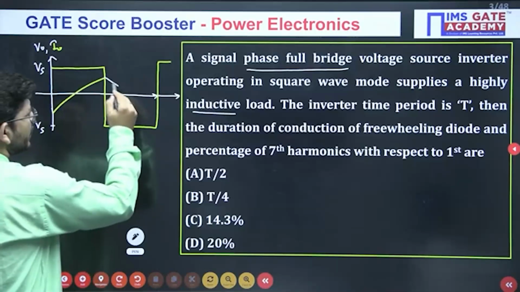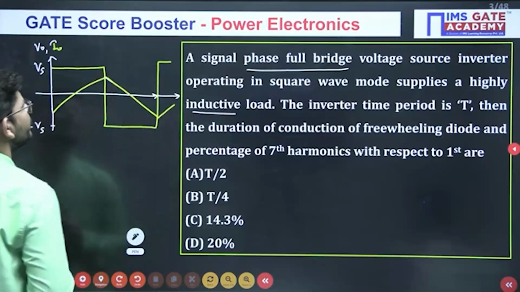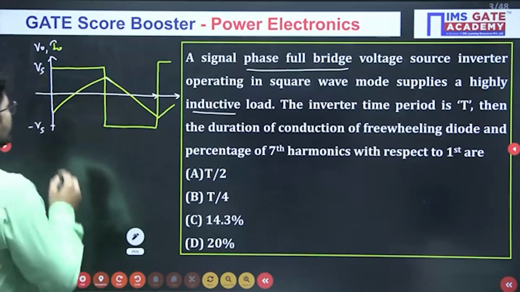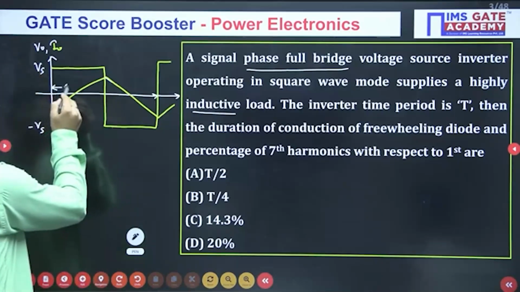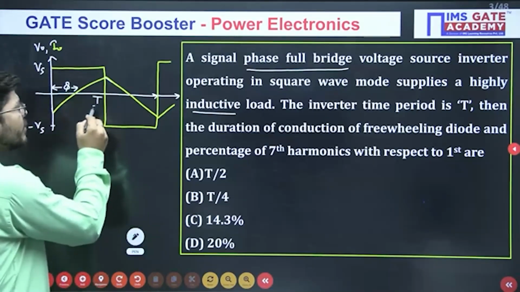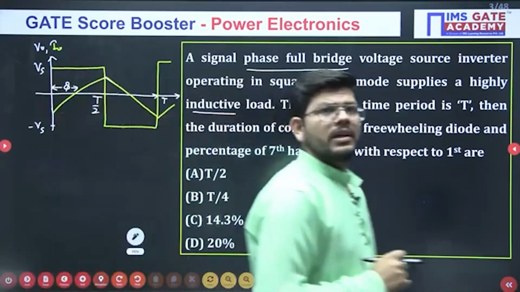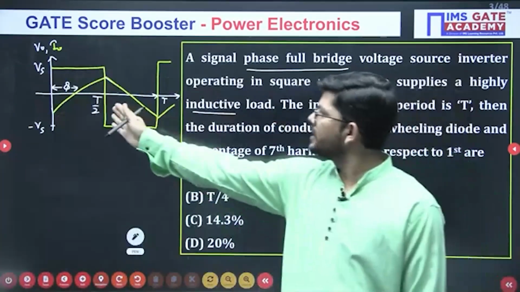Just see, the current waveform will be a linear one. Across the inductor, you know that you have a linear voltage waveform and a linear current waveform. So now, this duration we will call phi, okay? And these durations will be T by 2 and T by 2, okay? This will be T by 2 and this will be T by 2.